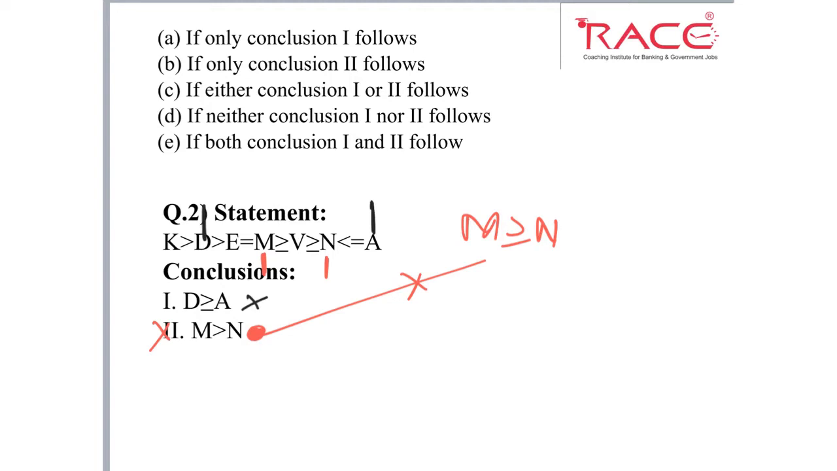So whenever we have two crosses, meaning both conclusions individually do not follow, we have two possibilities for the answer: either or, or neither nor. So for either or we have three conditions. First condition, both the conclusions individually must be wrong.